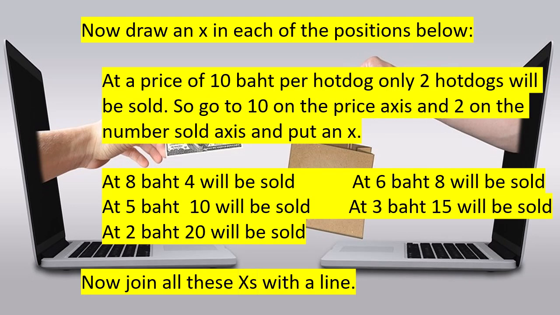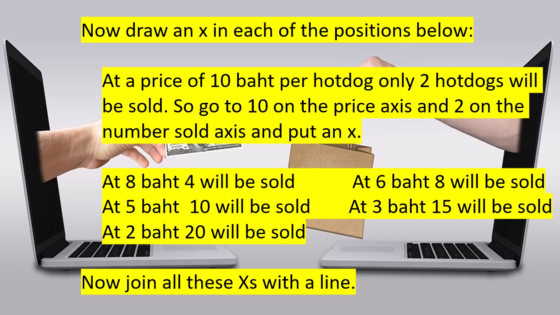So now we're going to draw an X in each of the following positions. At a price of 10 baht per hot dog, only 2 hot dogs will be sold. So go to 10 on the price axis and 2 on the number sold axis and put an X.